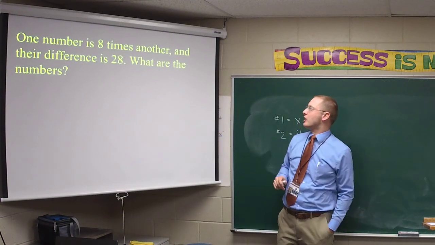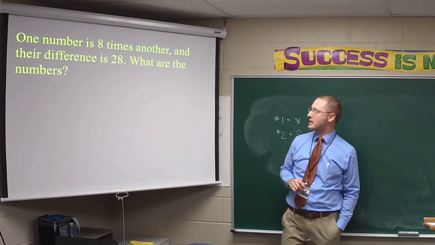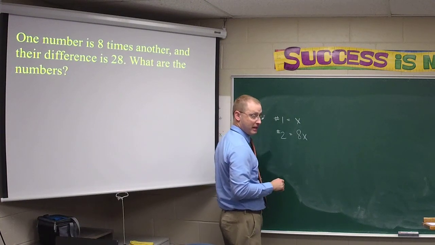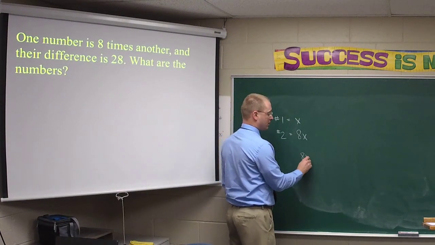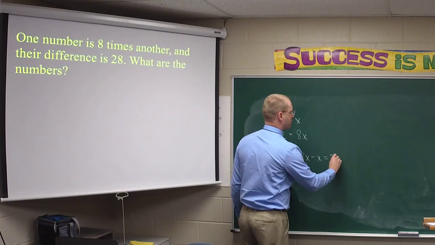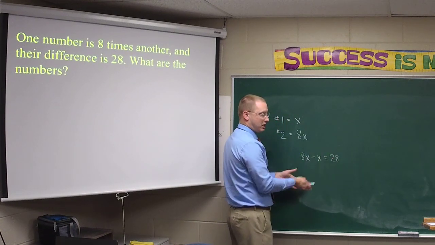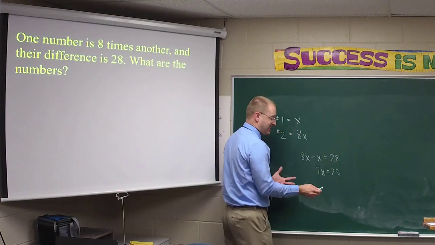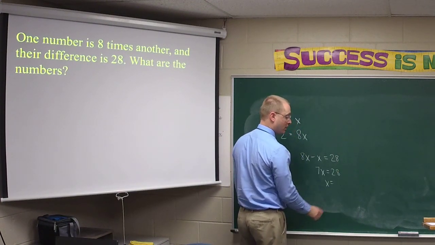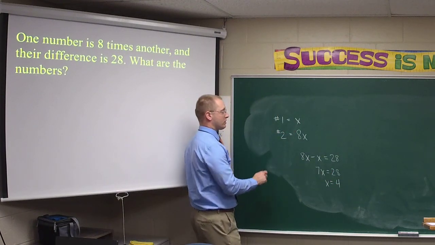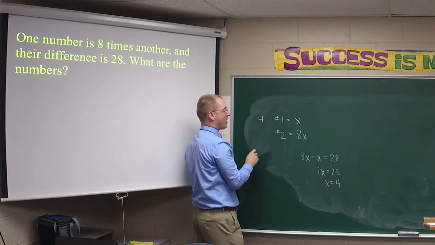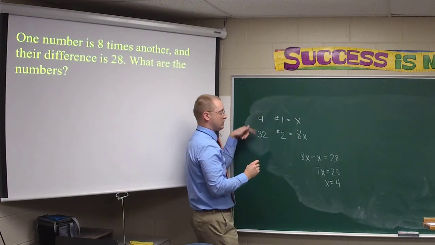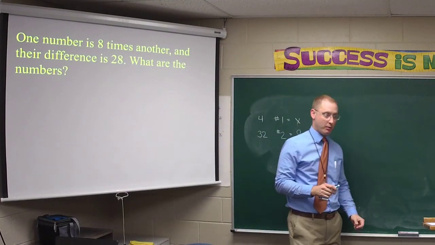And then it says that their difference is 28. How should I write that equation, Maddie? Good. Difference, remember, means to subtract, so 8x minus x is 28. Or in other words, we could combine, class, to get 7x. You might have started with this, that 7x equals 28. Easily solve it in your head. x must be 4. So my first number is 4, and my other number is 32. Sure enough, one number is 8 times another, and their difference is 28. Questions on that one?